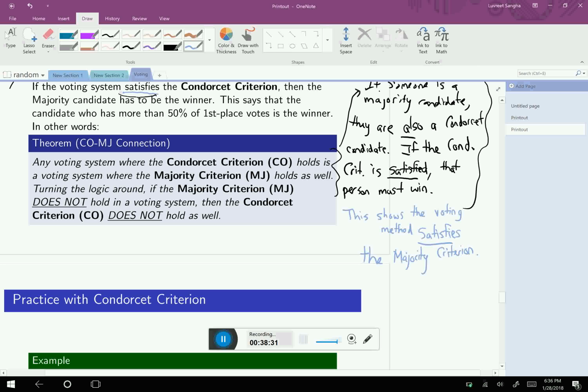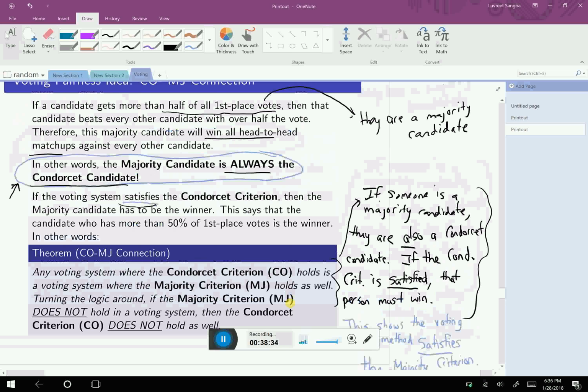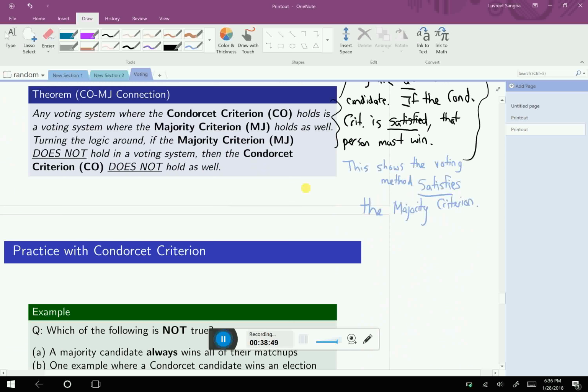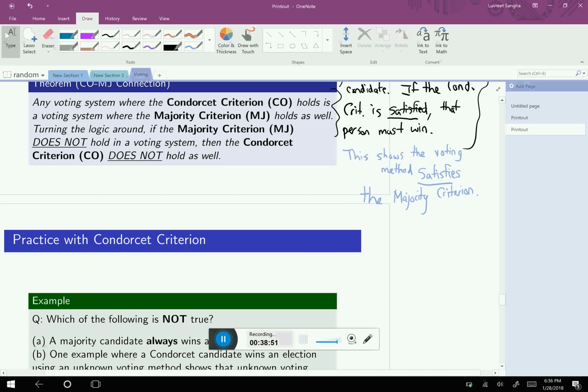Okay. The key thing, again, to take away from this is that the majority candidate is always a Condorcet candidate, because a majority candidate will definitely win all of its matchups, and it's going to beat all the other candidates because it gets over half of the vote. Okay, so I'm going to do one other example.